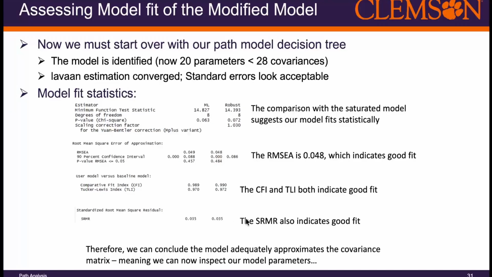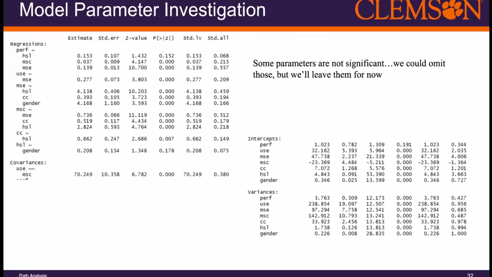So now we can conclude that the model adequately approximates the covariance matrix, meaning we can now inspect our model parameters. We can get to the reason we're doing this in the first place. Hooray. So here are our model parameters. Okay, how do we interpret these? Well, we interpret these the same way you interpret regression parameters. There's just a whole lot more of them.